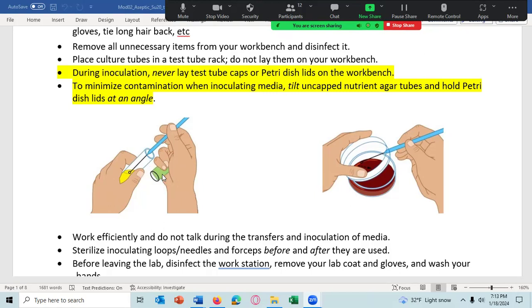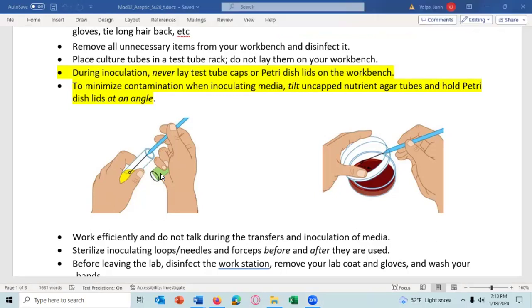The same thing with holding the Petri dish lid. I don't know if you guys can see this either, but you should not take it off the dish. You should hold it so that it's partway open and then partway protecting the dish, as is shown here.